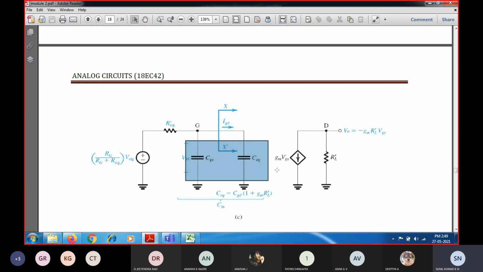Because of this, we need to find out what is the value of the equivalent capacitance. So we are going to find that out. In order to do that, we need to find out what is the current that is flowing between the gate and drain.